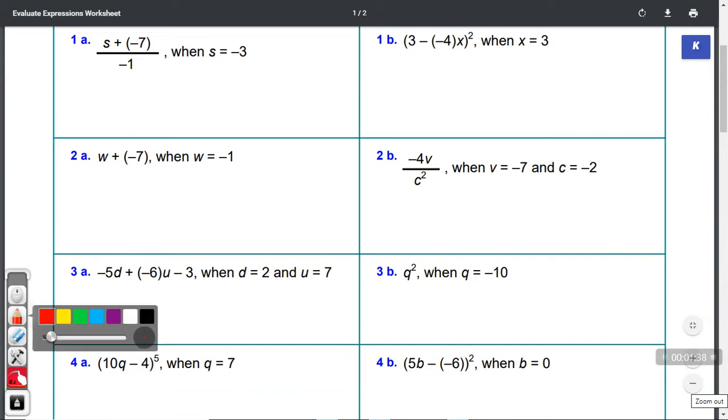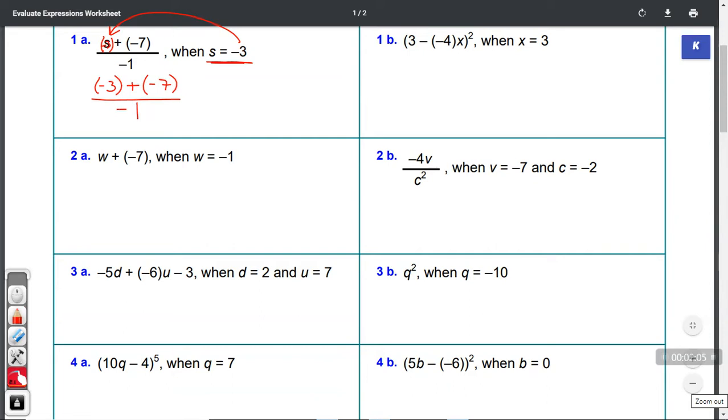Let's start off with number 1 here. In number 1, they tell us that s is equal to -3. I'm simply going to come back into my expression. I'm going to replace s with parentheses and insert -3. Now you kind of can't see it there, so I'm going to rewrite it. But I always put parentheses where the variable was and insert the value of that variable. Then everything else written stays the exact same.